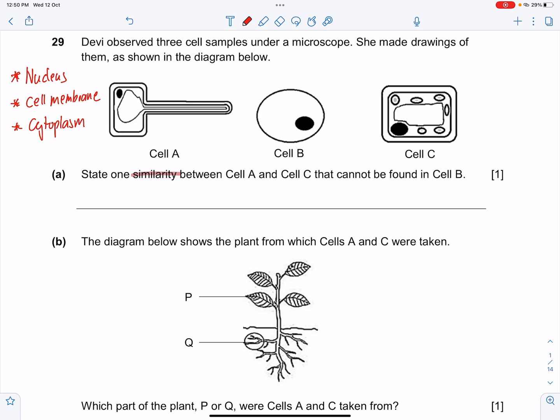Okay, so basically they ask you to state one similarity between A and C. So we know that they are plant cells. So plant cells, the one thing that they definitely have that animal cells don't have would be your cell wall. Okay, so in this case, they both have cell wall, but B does not have your cell wall. So your answer would be cell wall.